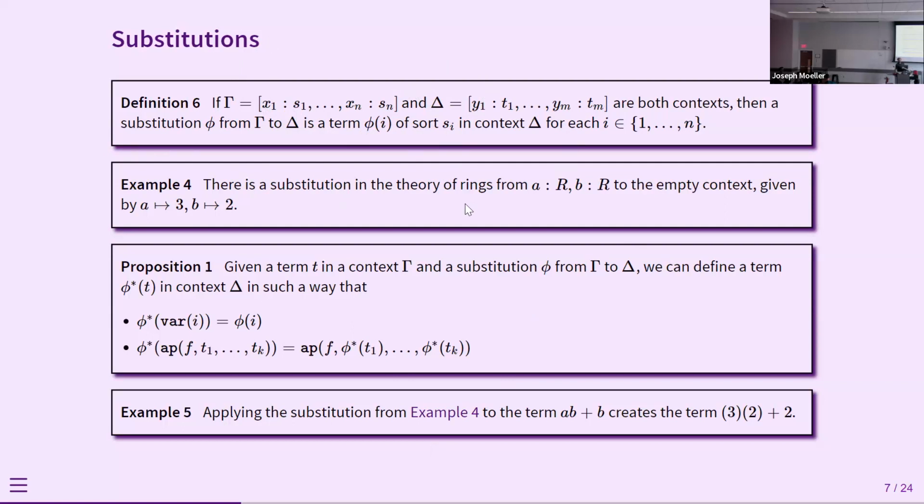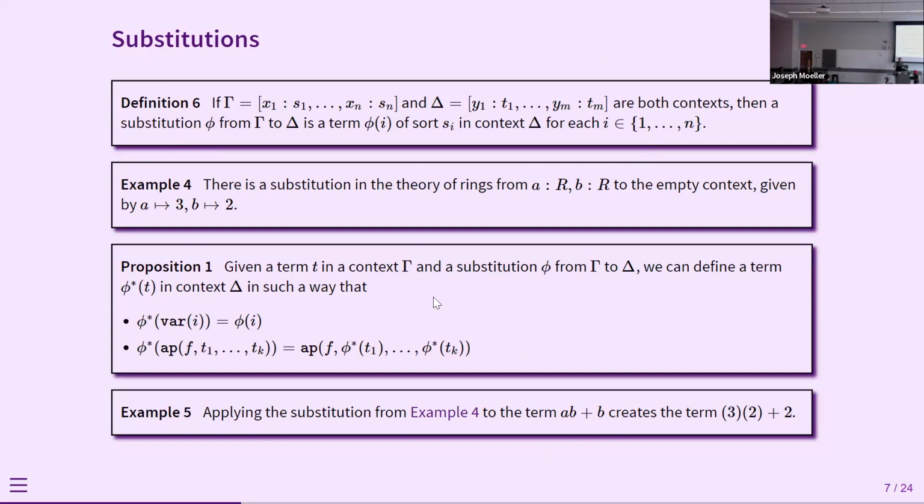So for instance, there's a theory of rings, and there's a substitution from the context A, B, both rings, to the empty context given by A maps to 3, B maps to 2, because 3 and 2 are terms in the empty context. They don't mention any variables.